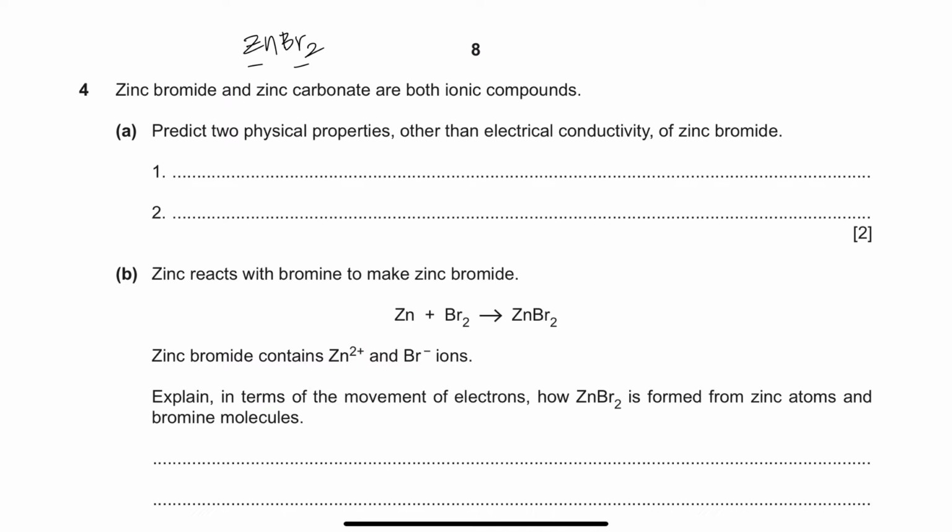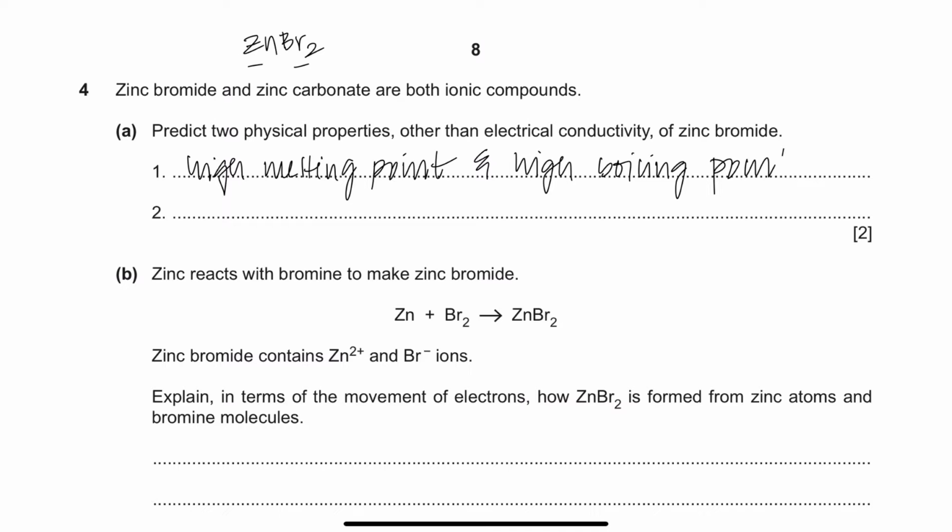Now, what were the physical properties of ionic compounds? They conduct electricity in molten and aqueous state, but not in solid state. But the question says don't talk about electricity. So what are the other physical properties? They have high melting and boiling point. We studied that. So they have high melting point and high boiling point, right? This is 1 point. Boiling and melting point is 1 point.